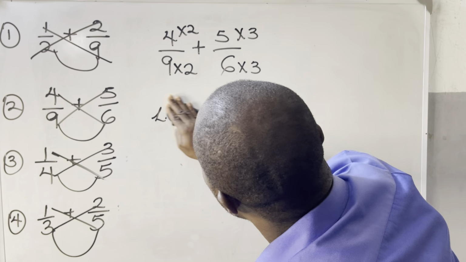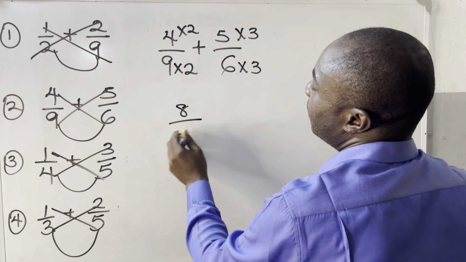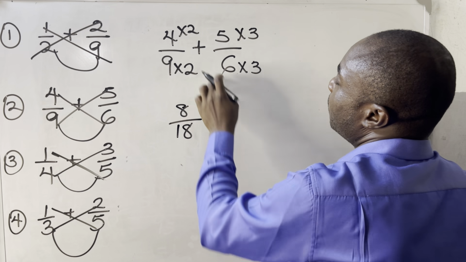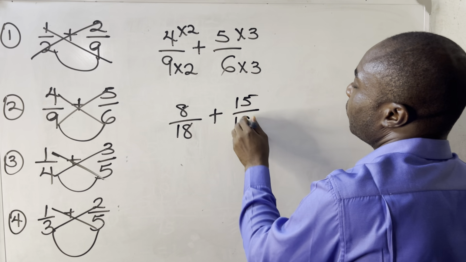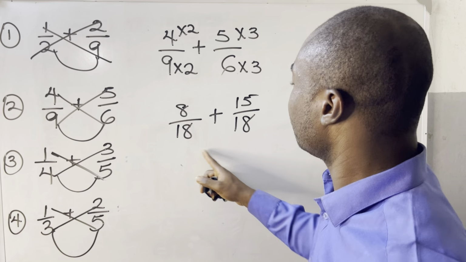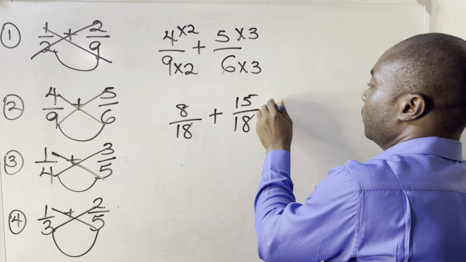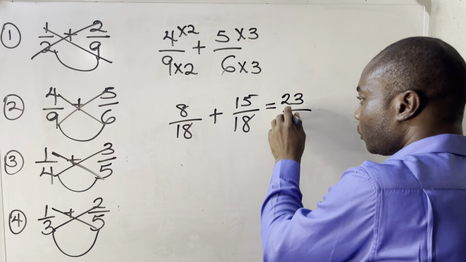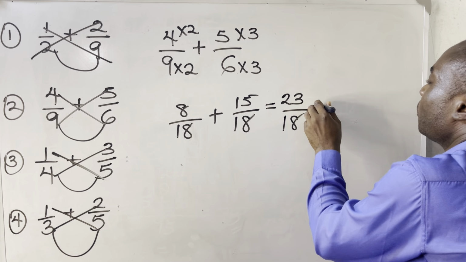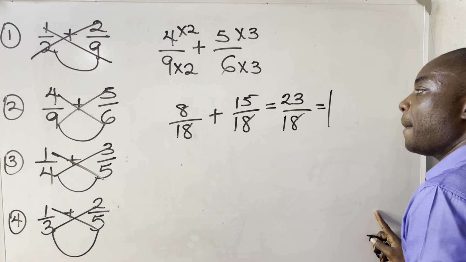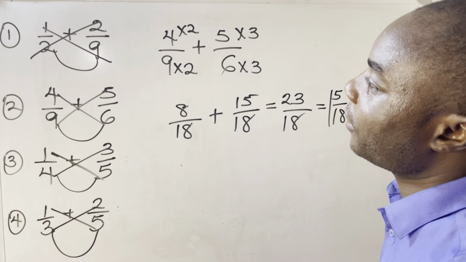All right, now let's simplify this. 4 times 2 is 8. All right, 9 times 2 is 18. And our plus sign, 5 times 3 is 15. And 6 times 3 is 18. Now you can see that our denominators are the same. So to add the numerators becomes easy. 8 plus 15, that will give us 23. Then we'll pick one of the denominators, which is 18. 23 over 18, and that's also the same as one whole number, 5 over 18. And our answer is ready.